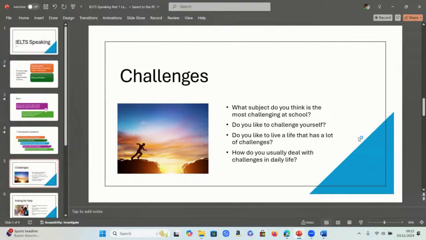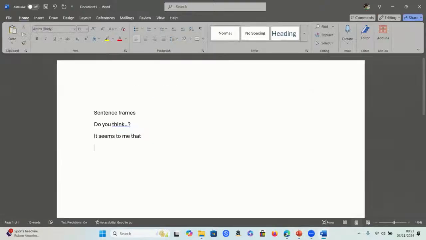It seems to me that, or a better one, I think some of you used this in your homework: the first subject that comes to mind is, you could say maths, for example. Or, see if you remember these, the first subject that pops into my head is maths. So these three seem okay.